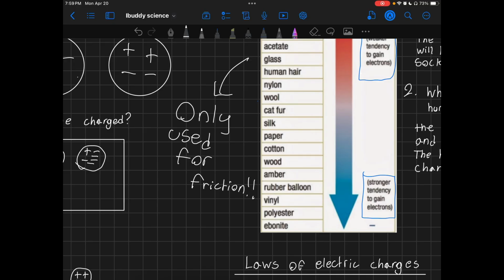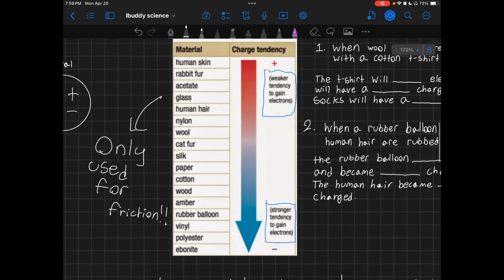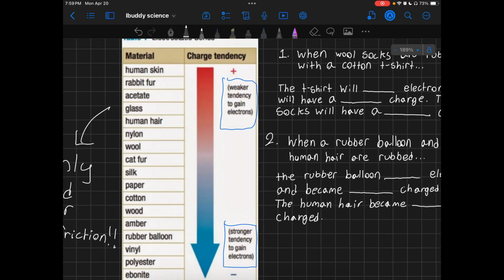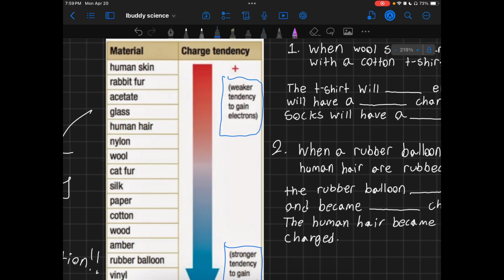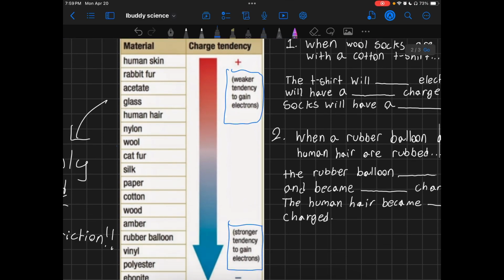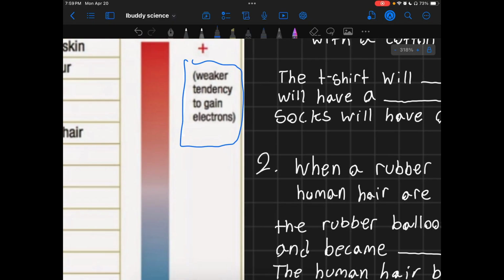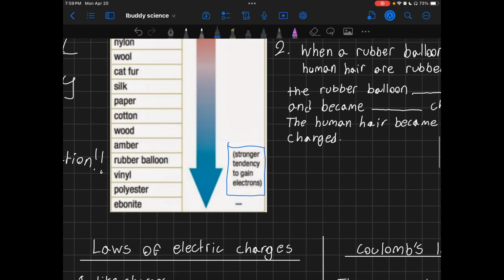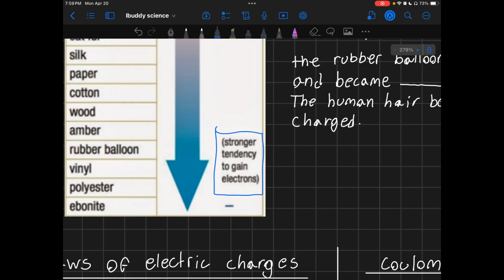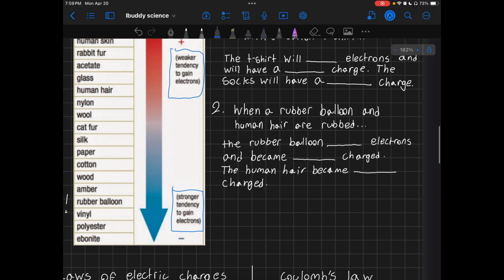You guys have to remember that. You can't use the triboelectric series for anything else. Basically, it shows the charge's tendency. The higher the material is, the weaker the tendency to gain electrons, and the lower it is on the chart, the stronger the tendency to gain electrons. So let's go over some examples.